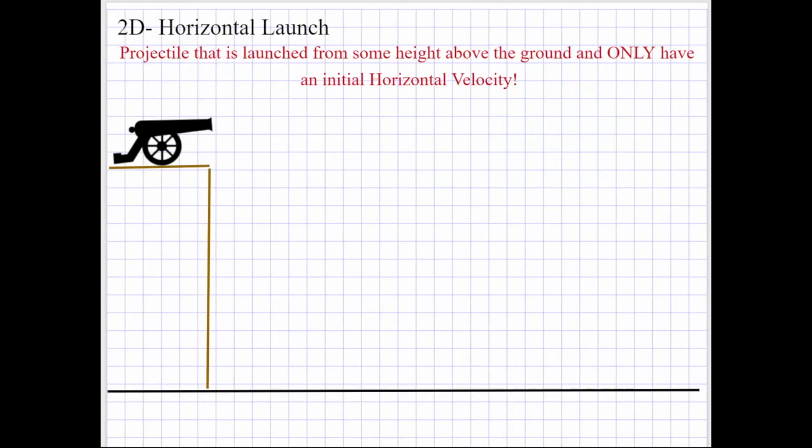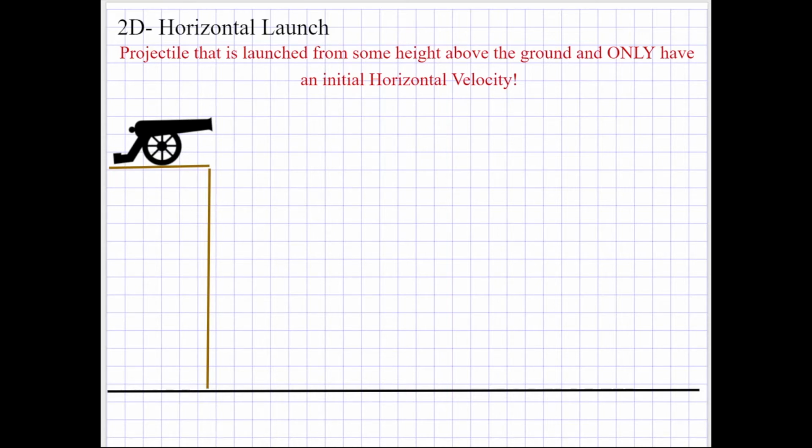Alright guys, we're going to get started with these 2D horizontal launch notes. And when we say 2D horizontal launch, we're just referring to a projectile that is launched from some height above the ground, and it only has an initial horizontal velocity. So for instance, right here I have a cannon. This cannon is located at some height above the ground. And we can see that this cannon is perfectly horizontal to the ground.